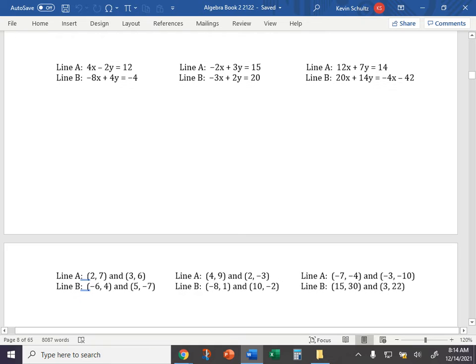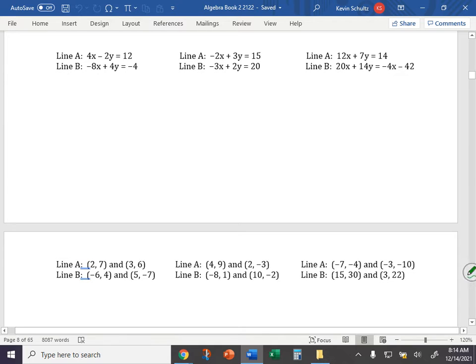We've got line A, that is 4x minus 2y equals 12, and line B was -8x plus 4y equals -4. What's the only thing that we care about when determining parallelability, perpendicularity, or neitherness? What's the only thing that we care about? Slope. So we need to identify what is the slope of line A.